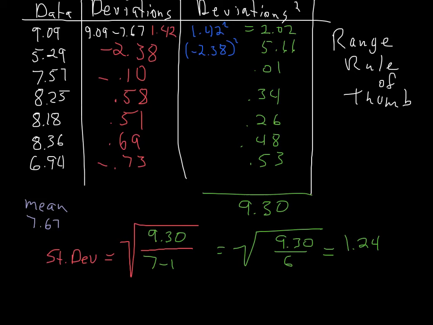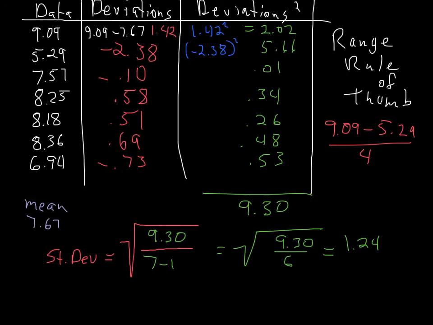Now I do have one method to help us estimate the standard deviation, and it's called the range rule of thumb. What it has us do is take the range, which is our highest value minus our lowest value, and then divide that by 4. So in this case, our highest value is 9.09, and our lowest value is 5.29. That's going to give us our range. So 9.09 minus 5.29, and then we divide that by 4.